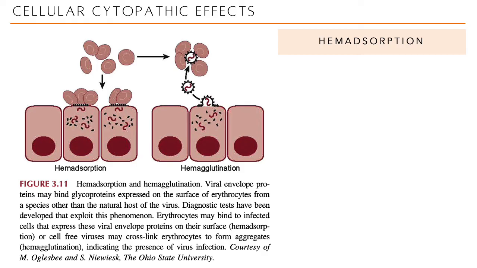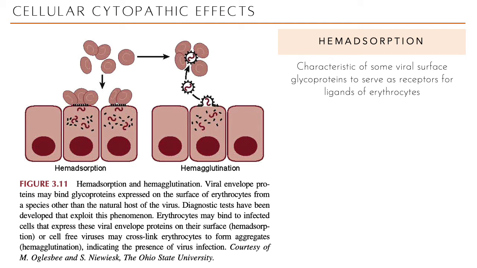Right, hemadsorption. Hemadsorption is the characteristic of some viruses to serve as receptors for ligands of erythrocytes. Okay, remember the erythrocytes or RBCs, they are also expressing certain protein ligands on its surface, right? That is, if you ever wonder why we have blood types like A, B, AB, O, it's because of those proteins that are unique to the RBCs that we have in our body. And they can attach to certain things. Now, some viruses are capable of attaching to these ligands, okay? This characteristic is what we call hemadsorption.